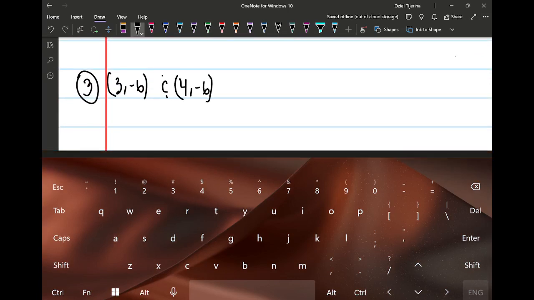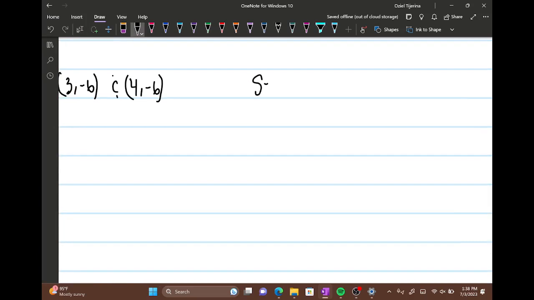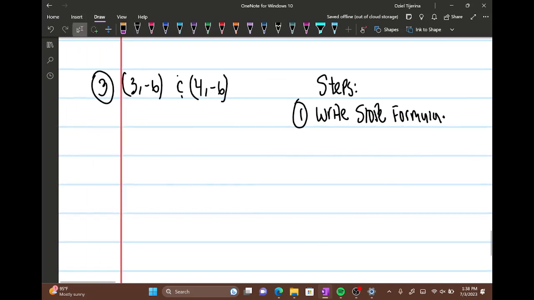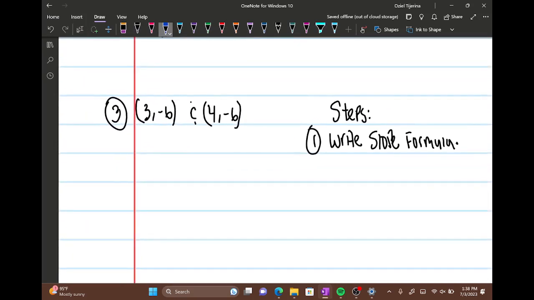So again, we're going to do the same process. I'm going to write the steps down here. Make sure you write. So number 1, write the slope formula. So again, let's just say we're going to make this x1, well, this will be y1, and let's make this x2, and this will be y2 right here.